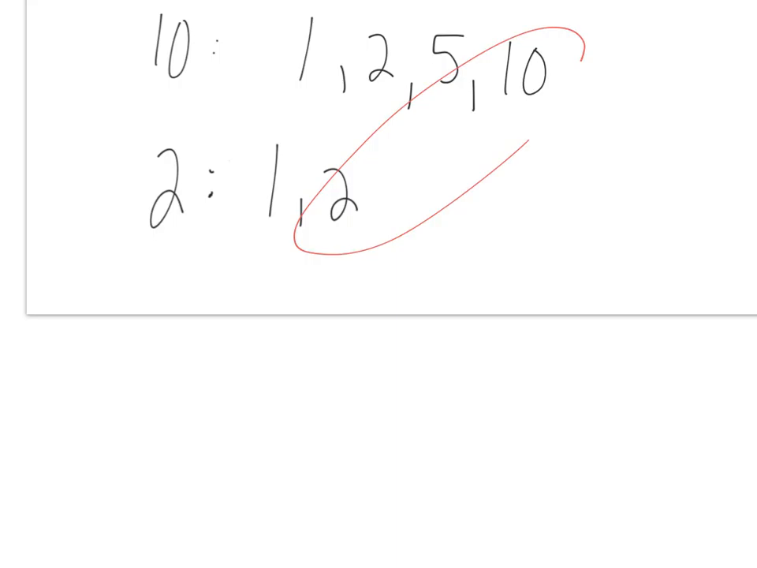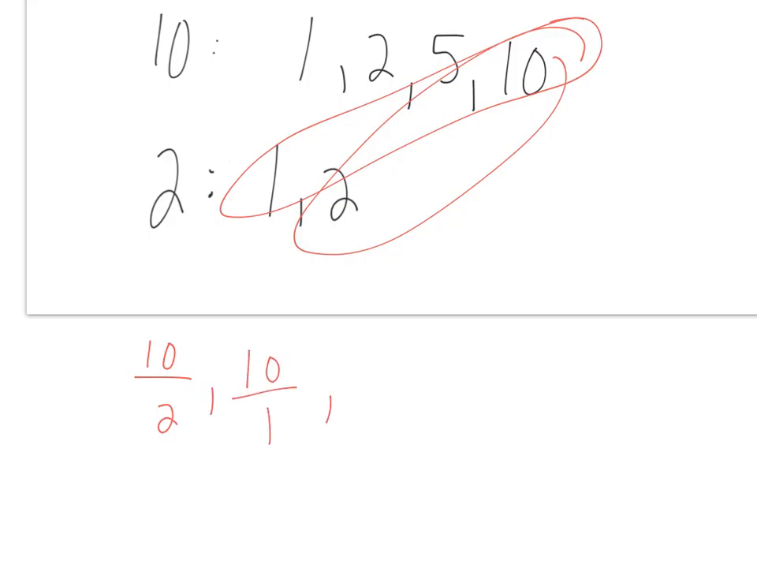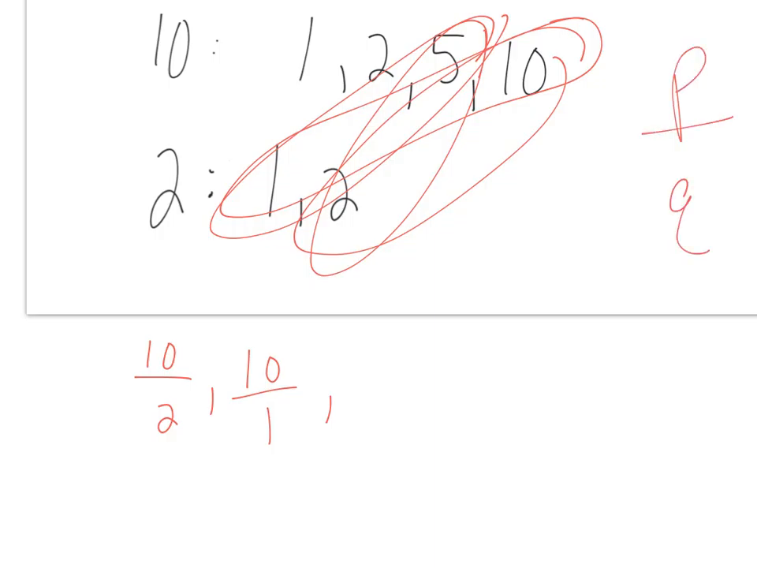I could do 10 over 2. I could do 10 over 1. Some people start with the highest, some start, it doesn't matter, honestly. Okay? I could then do 5 over 2. That's P over Q. Or 5 over 1. Again, we're looking at all the possible values of P over Q. So we have 5 over 2. Should I write 5 over 1?